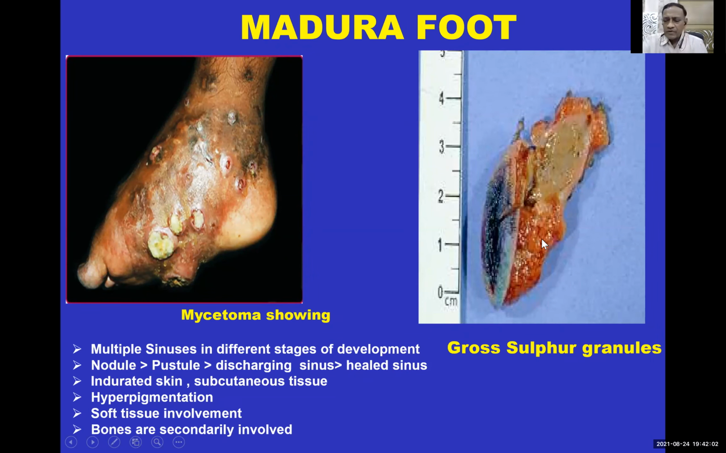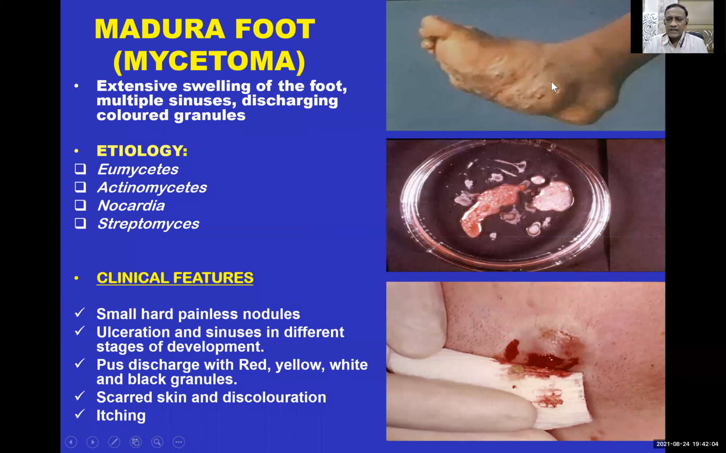Then another specimen of the foot showing the multiple discharging sinuses of classical mycetoma of foot. Clinically, there are small hard painless nodules. Ulceration and sinus in different stages of development are seen. The discharge has different colors like red, yellow, white, and black granules. The skin could be scarred or there could be discoloration of the skin. The patient may complain of itching.